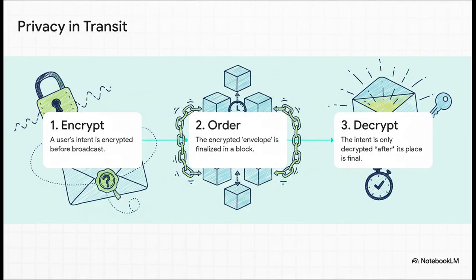So let's see how this works in practice, using a mechanism like the one Fairblock is building. First, your intent gets encrypted into one of those sealed envelopes. Step 2, that encrypted blob gets put onto the blockchain and its order is finalized. It's locked in place. And only then, once its position in line is permanent and nobody can change it, is the intent decrypted. So by the time anyone actually sees what's inside, it's way too late to front-run it. MEV is just designed out of the system.